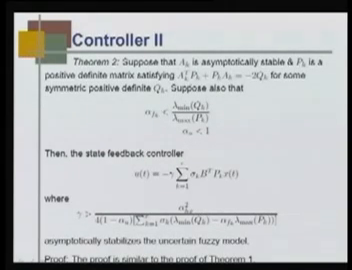Ak transpose Pk plus Pk Ak equals minus 2 Qk for some symmetric positive definite matrix Qk. Suppose also that alpha fk is less than this quantity and alpha u is less than 1. Then the state feedback controller u(t) equals minus gamma sum over k equals 1 to R of sigma k B transpose Pk x(t), where gamma is greater than this quantity, asymptotically stabilizes the uncertain fuzzy model.